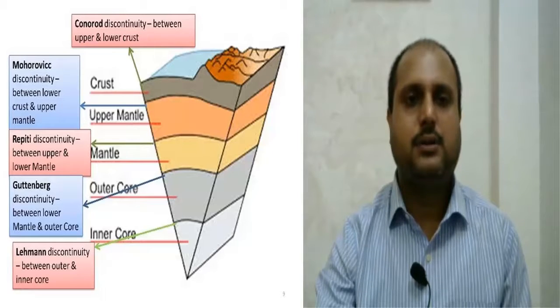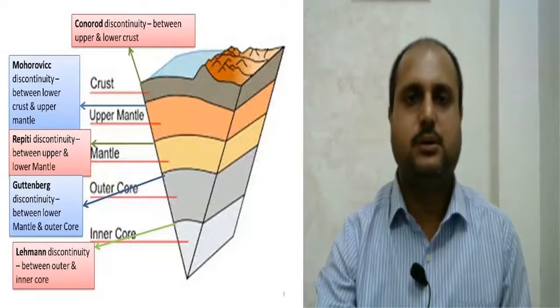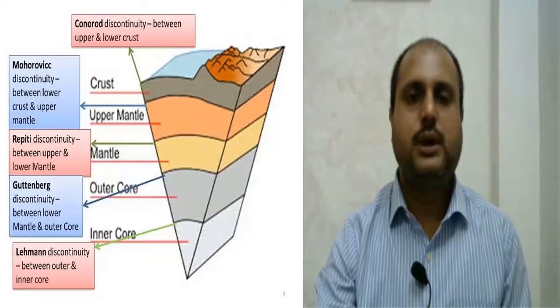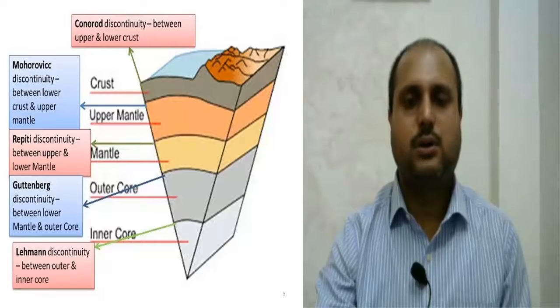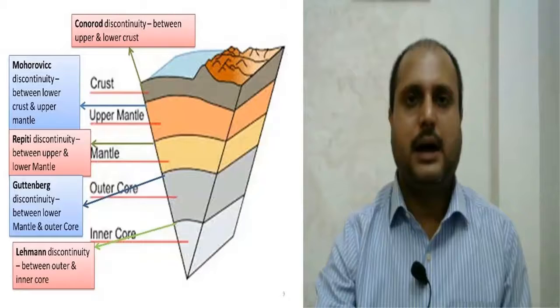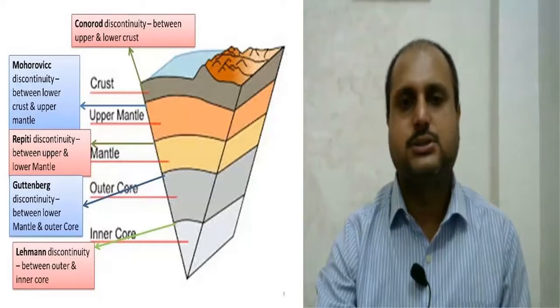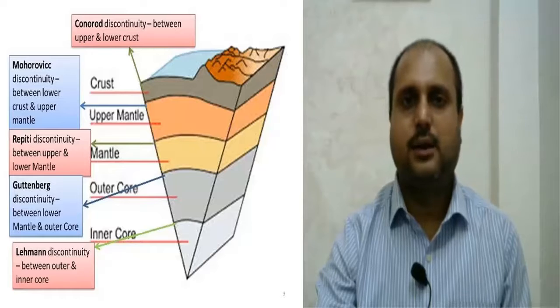And the fourth discontinuity is called the Gutenberg discontinuity. The Gutenberg discontinuity exists between the mantle and the core. And the last, the fifth one, is called the Lehmann discontinuity. It exists between the outer and the inner core.